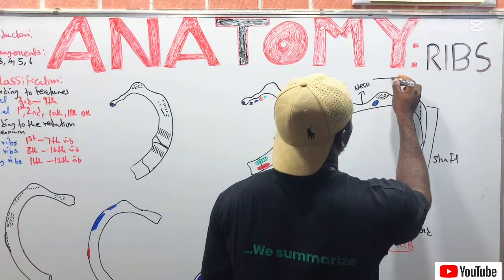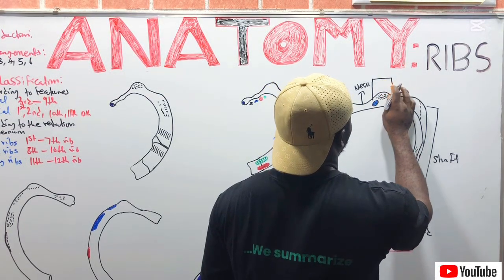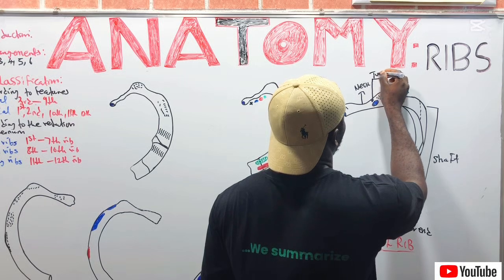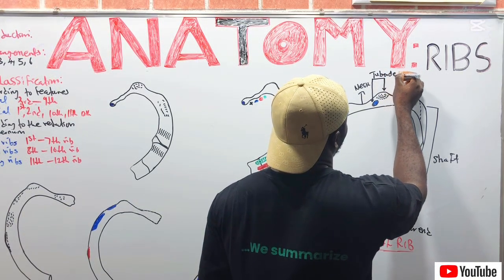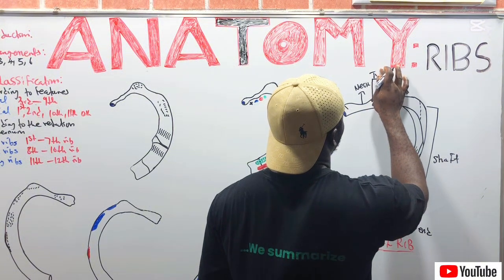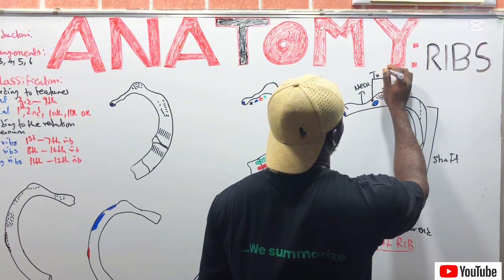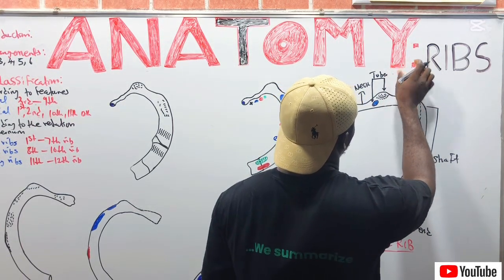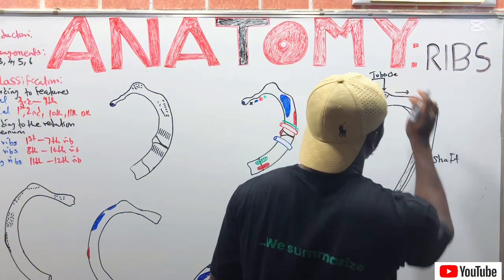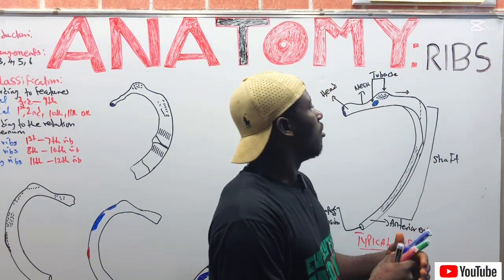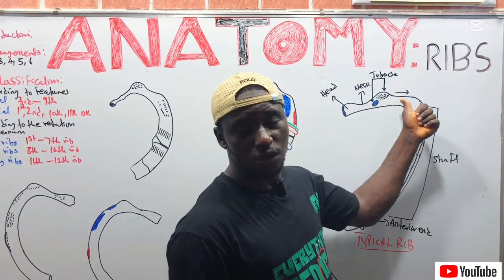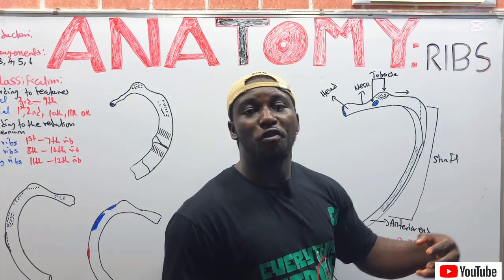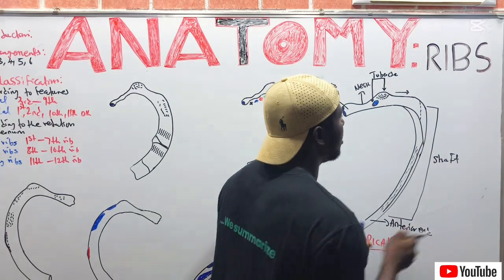So, this is the tubercle. Now, 5 centimeters away from the tubercle, the rib abruptly changes direction to form the angle of the rib. So here is the angle of the rib.